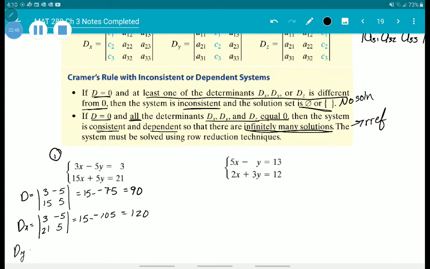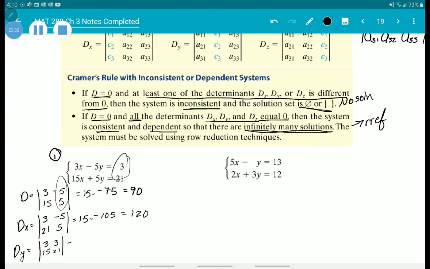And then dy is going to replace that y column. So the 315 column stays the same, but now we're going to plug in 321. So we have 63 minus 45, and that's going to be 18. So we found 3 determinants. X is found by taking dx divided by d. So dx is 120 divided by 90. And 120 divided by 90 is 4/3.